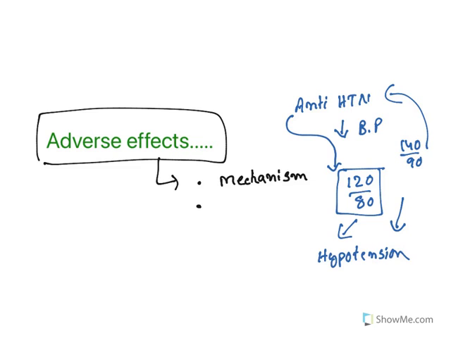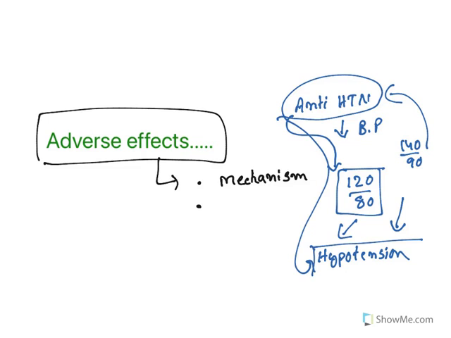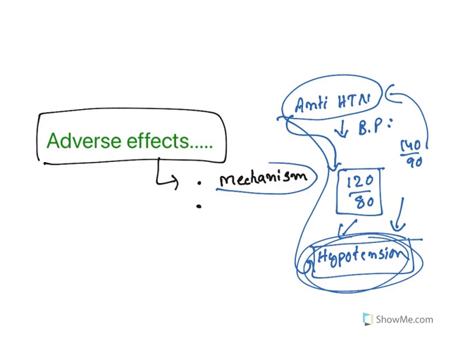So all of the antihypertensive drugs can cause hypotension as one of the side effects. Why is it causing this? Because of its mechanism of action. Its action is to reduce BP and it may result in hypotension. So this kind of adverse effect is known as mechanism-based. The other adverse effects are not related to the mechanism of action.